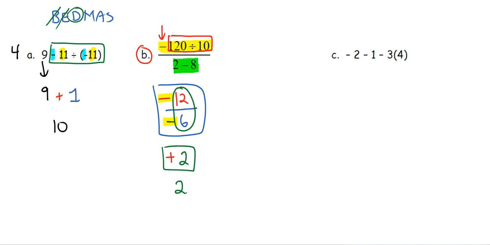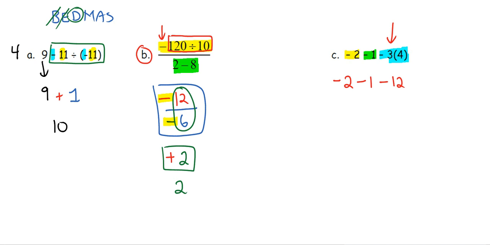Alright, and now let's move on to question number C here. Okay, so for question number C, I have a negative 2, I have a negative 1, and I have this negative 3 bracket 4 closed bracket there. Okay, well, let's simplify the bracket expression first, highlighted in blue. So if I continue on the problem here, this would be negative 2 minus 1 minus 12. So 3 times 4 is 12, and the minus sign in front.